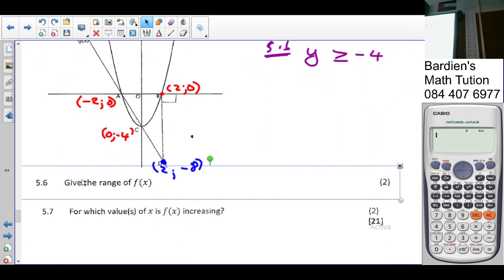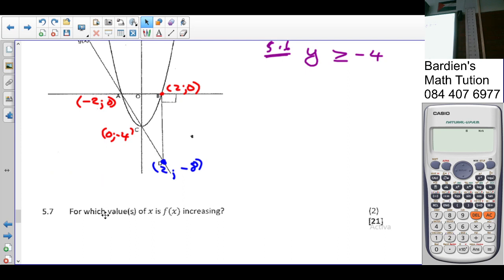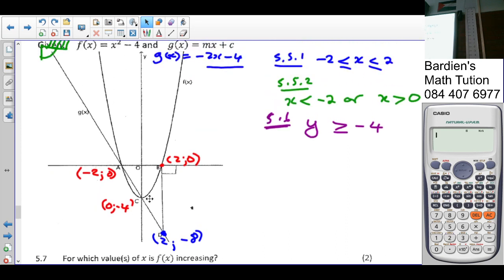It's 5.6, and the last question with regards to this graph, 5.7. It says, for which value or values of x is f of x increasing? For increasing and decreasing, it is always where x increases. So you always read it from negative infinity on your x to positive infinity, always from left to right. You always read it in that direction.